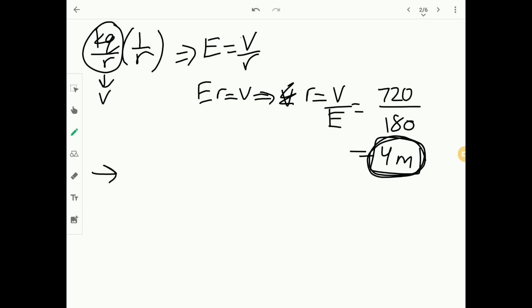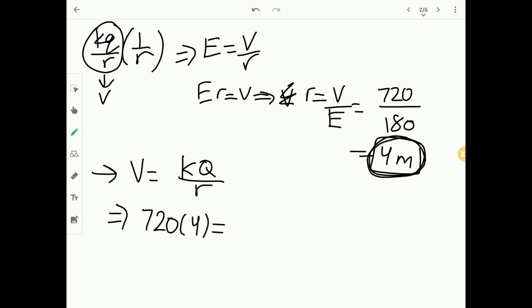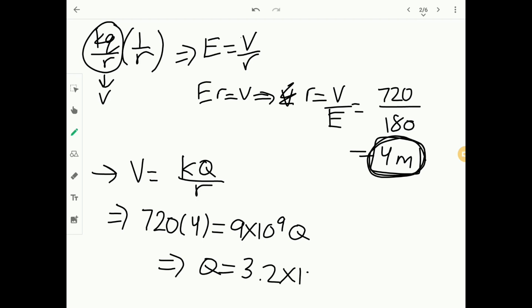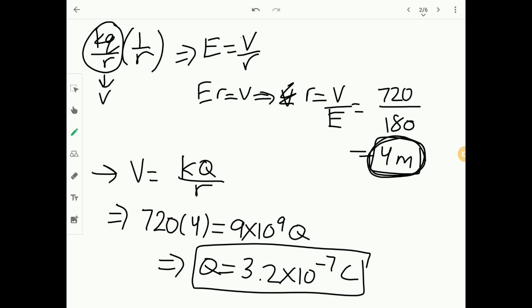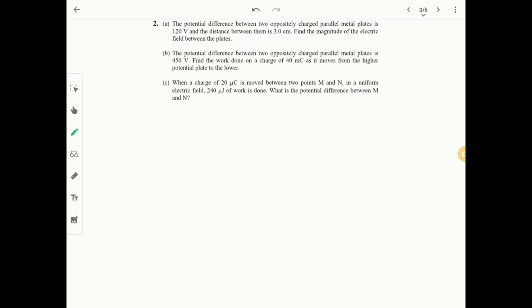Now we're looking for the charge. We can use any formula. I personally prefer the V because it's less work. KQ over R, since R is 4, so 720 times 4 equals 9 times 10 to the 9, Q. If we simplify, we should get Q equals 3.2 times 10 to the power of minus 7 coulombs. Let's do number 2 now. We have again 3 parts in number 2. I'll give you guys a few seconds and we'll solve them together.